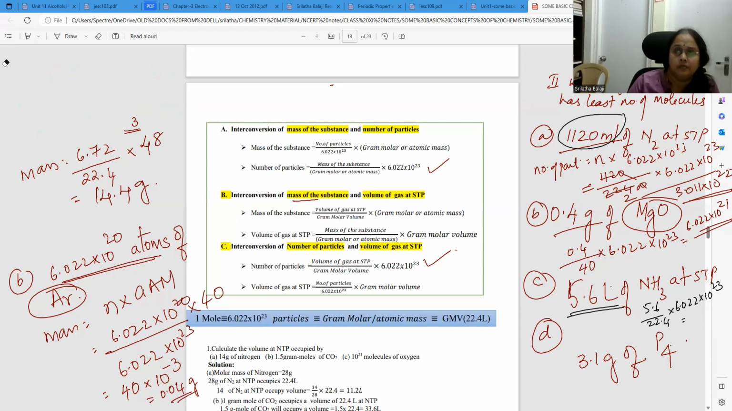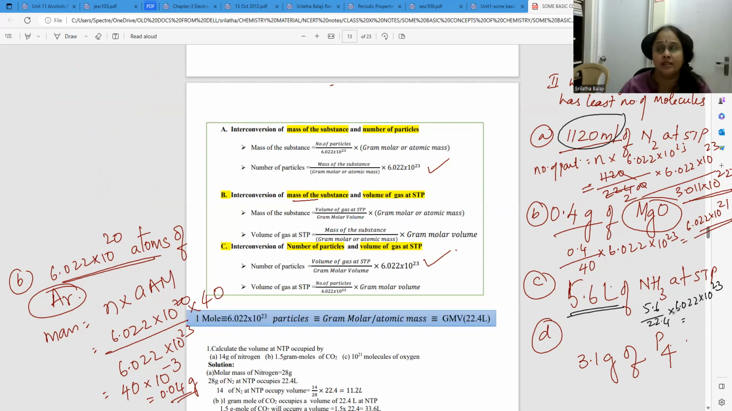1.5 into 10 to the power of 23. 1.5. After that, you get something else. You got this as 05, ma'am. 1.505 into 10 power 23. Last, 3.1 divided by what is P4? What is the atomic mass of phosphorus? 31. So it's 4 into 31. Am I right? Into Avogadro number. Are you getting the calculation here? Yes, ma'am.